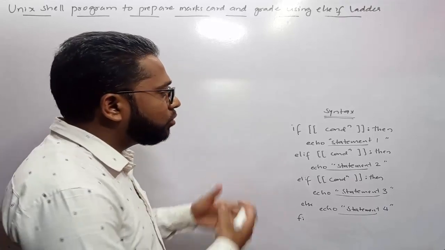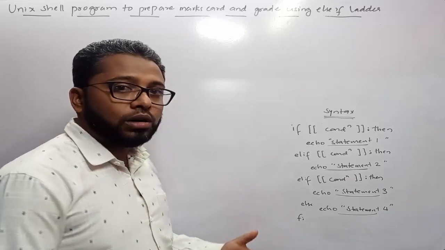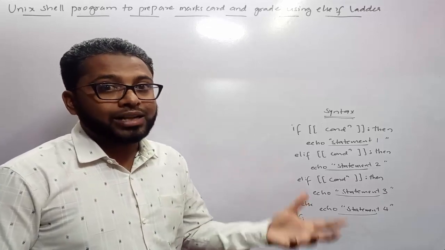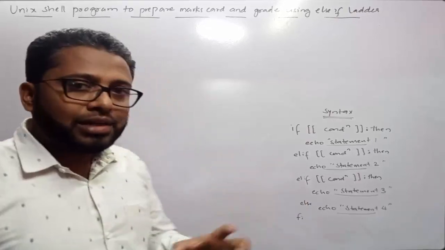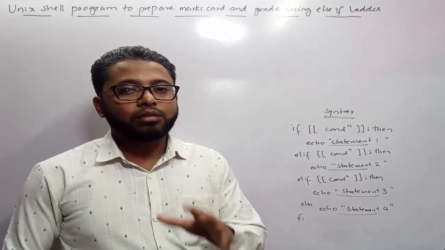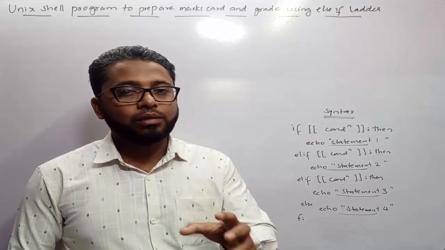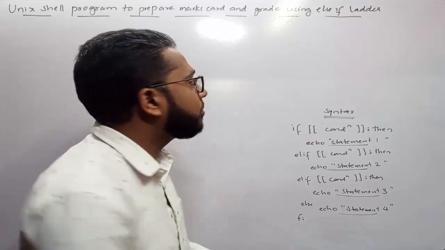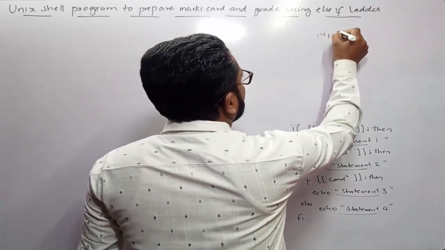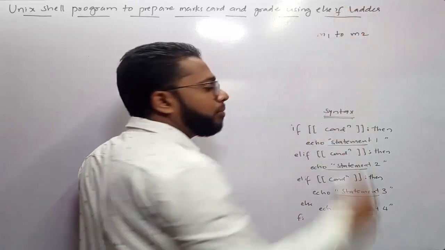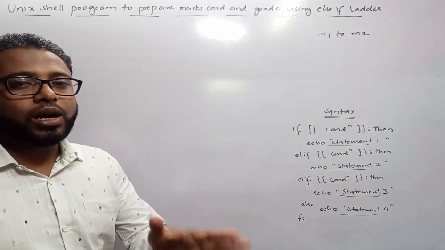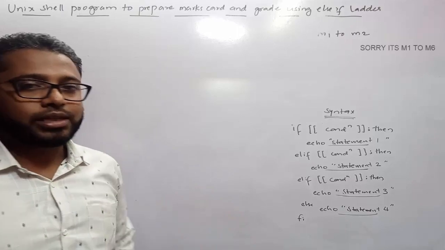So now let us move ahead to find out how many variables we require to write this program. When this program gets executed, it will ask the user to enter the marks of 6 subjects. So in our program, to hold the marks of those 6 subjects, we need to create 6 variables starting from M1 to M6. Okay, M1, M2, M3, M4, M5 and M6.